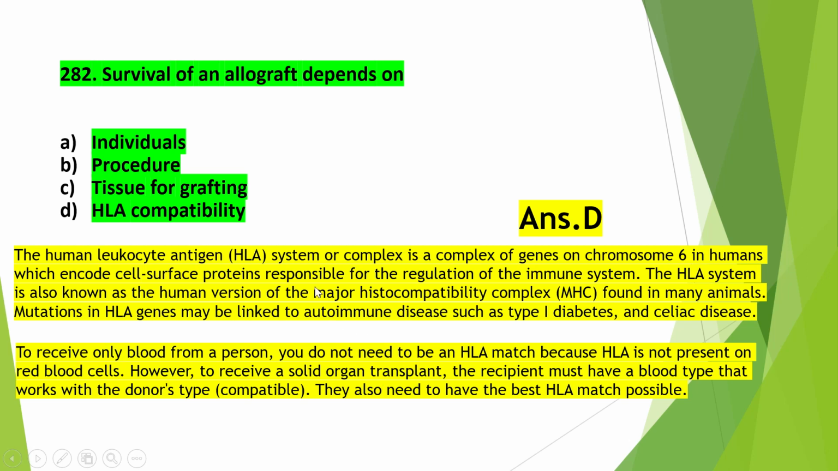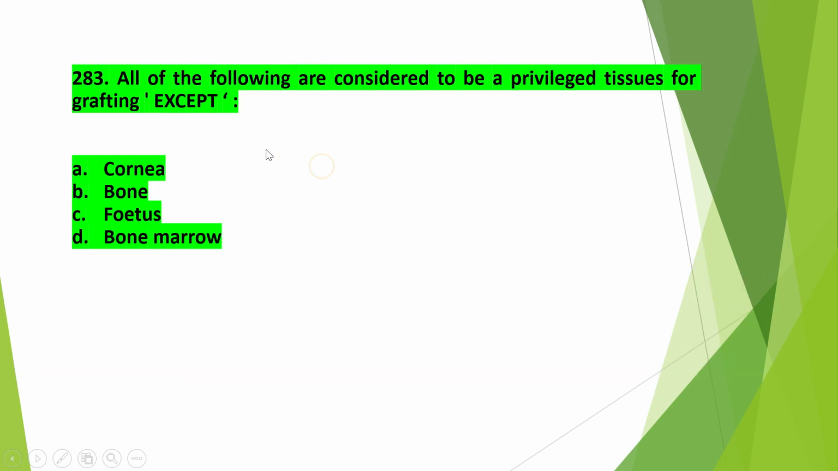Okay, so the next question is: all of the following are considered to be privileged tissues for grafting except cornea, bone, fetus or bone marrow? The right answer is option D, that is bone marrow. So except bone marrow, all the options are considered privileged tissue for grafting. These are tissues which we can use for graft, but not bone marrow.